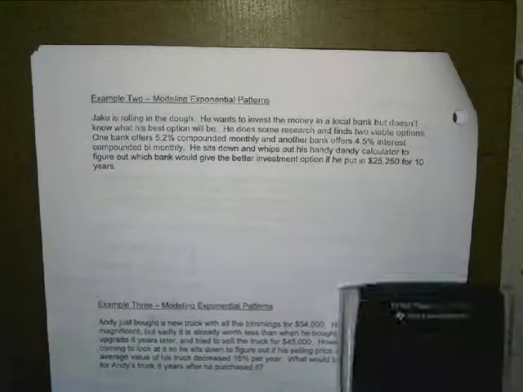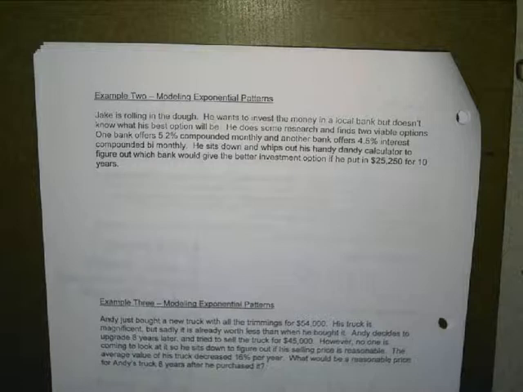Jake is rolling in the dough. He wants to invest the money in a local bank, but doesn't know what his best option will be. He does some research and finds 2 viable options. One bank offers 5.2% compounded monthly. Another bank offers 4.5% interest compounded bi-monthly. He sits down and whips out his handy-dandy calculator to figure out which bank would give him the better investment option if he put in $25,250 for 10 years.